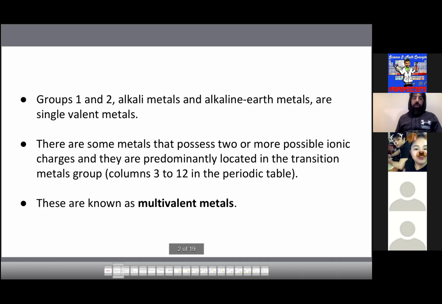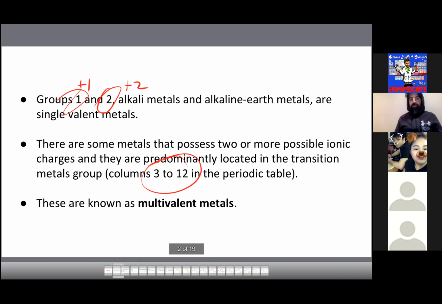So groups 1 and 2 are simple. They only have one oxidation number, and a nice little hint here: everything in group 1 has a +1 oxidation number, and everything in group 2 has a +2 oxidation number. Now from columns 3 to 12, many of them, not all of them.